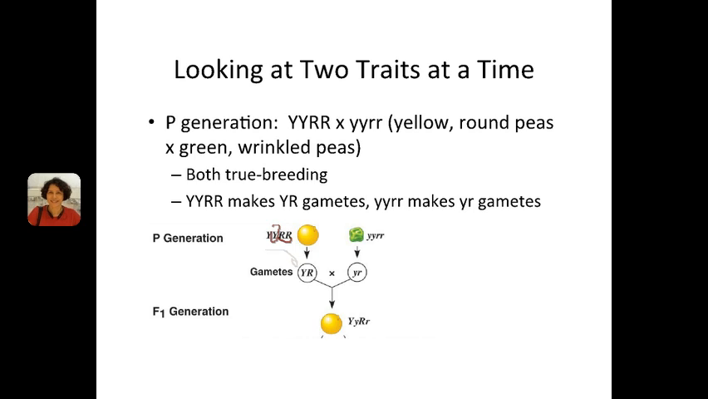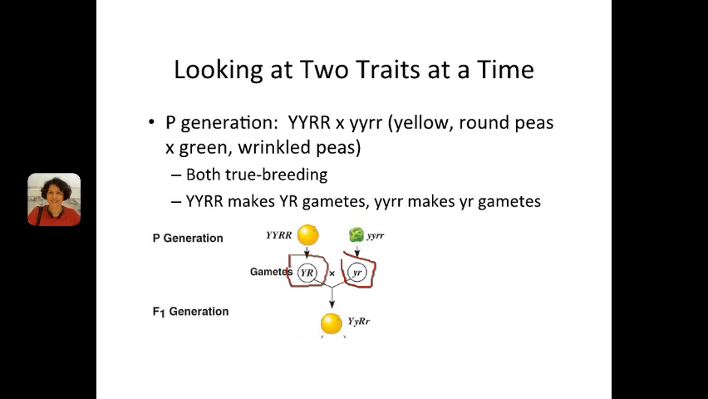In the other parent, same thing. You get one y and one r, whichever one you choose, it's going to be little y and little r. When you cross them together, then one represents a sperm cell and the other one represents an egg cell.